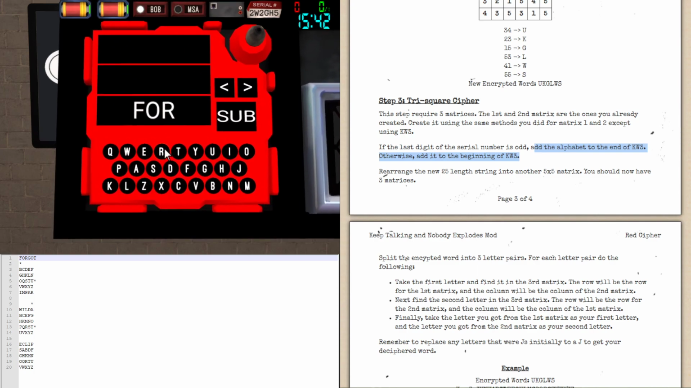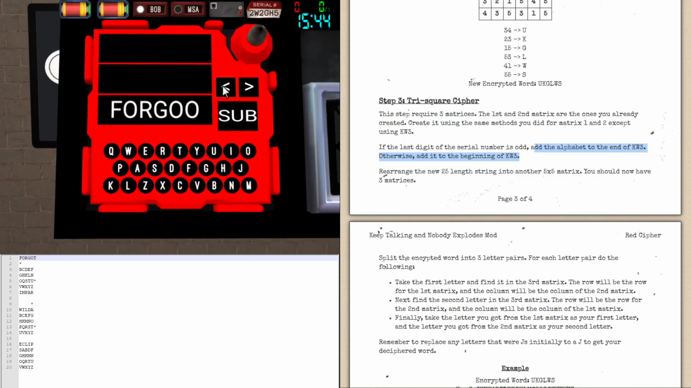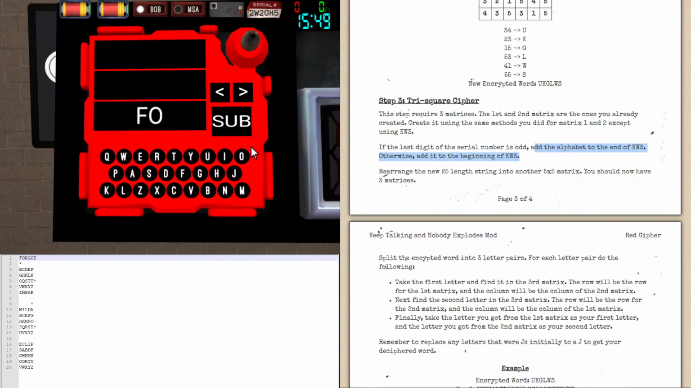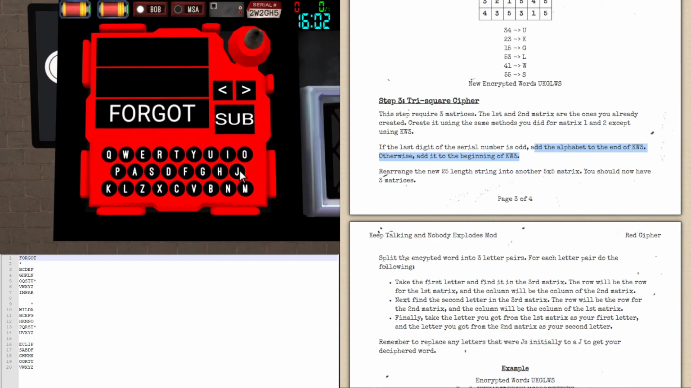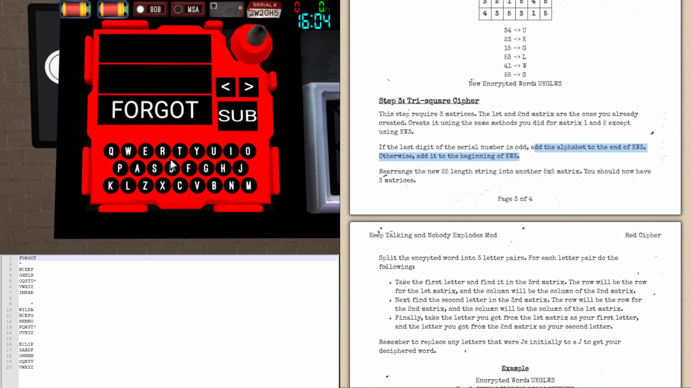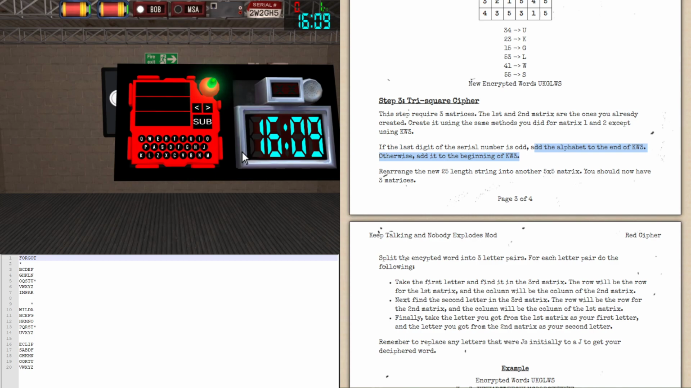Forgot. There. And notice it only inputs 6. If you try to type any more than 6, it won't type anything else. So I'm going to submit this answer. And that is a solved module.